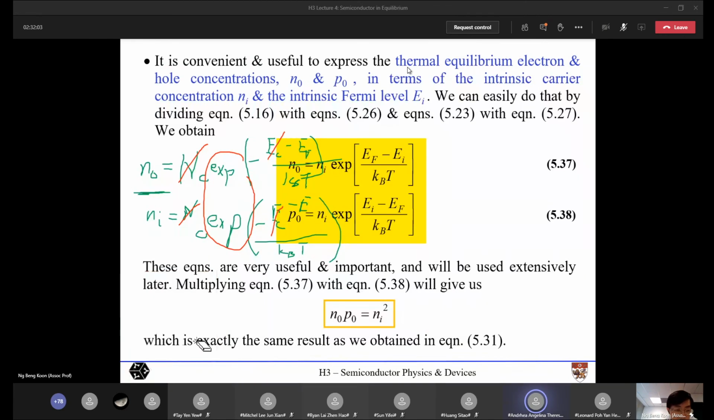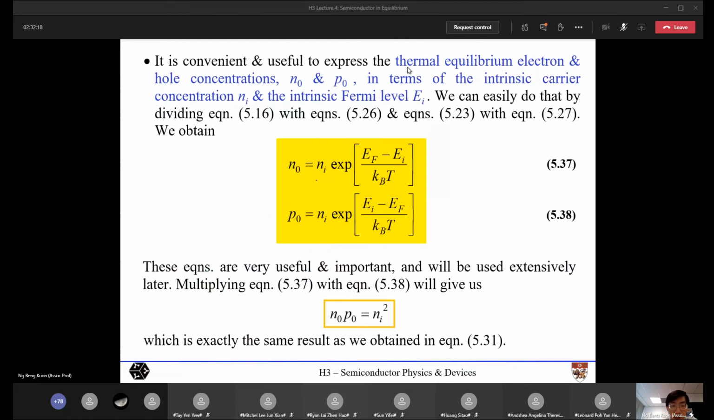Okay, this is EI. So you're left with EF and EI in the exponential term, right? And if you work that out, you will find that N naught can be expressed in terms of Ni and an exponential term containing the difference between the Fermi level and the intrinsic Fermi level. Okay, so doing the same for P naught with Ni, similarly, you can divide P naught by Ni, and you get another similar expression with Ni multiplying the exponential function now, and the quantity inside is EI minus EF.